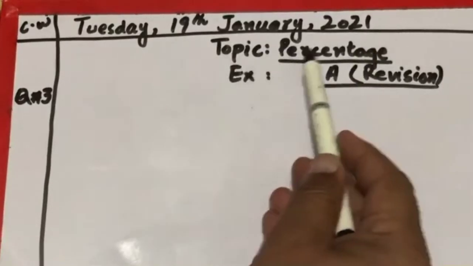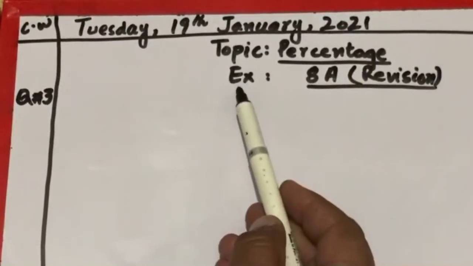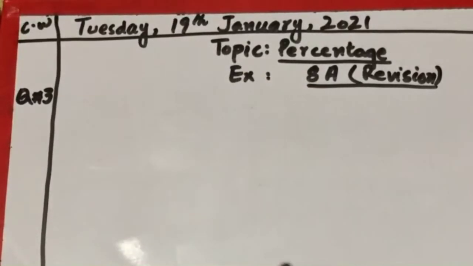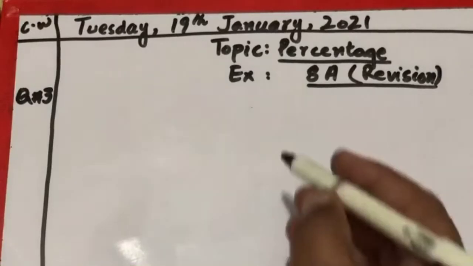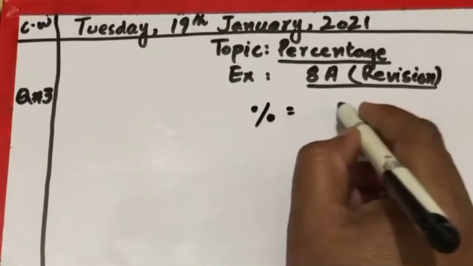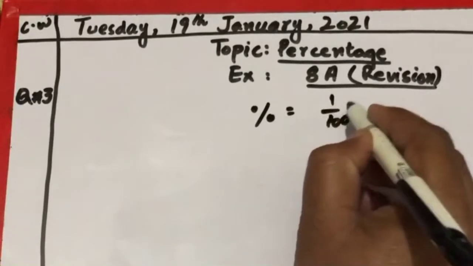Today the topic is percentage. Today we are going to revise exercise 8A, question number 3. As we have discussed, the word percentage comes from per, meaning over, and cent, meaning 100. It means out of 100. The symbol we use for percent means 1 over 100.